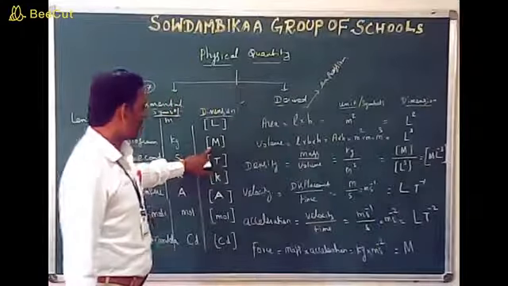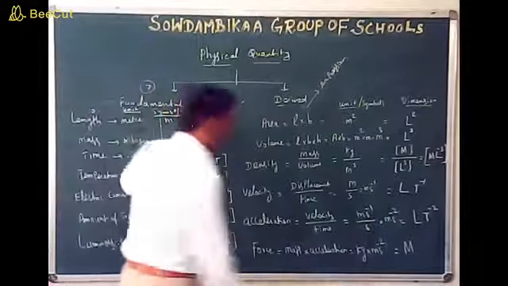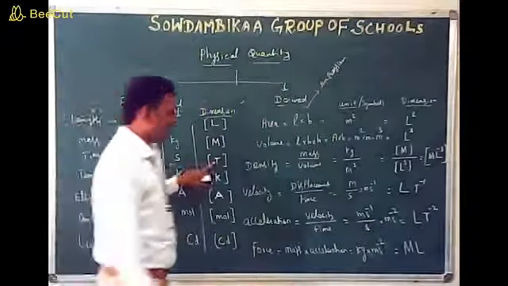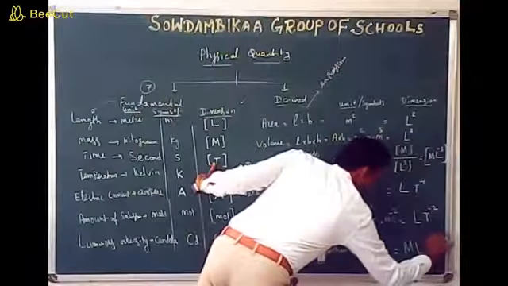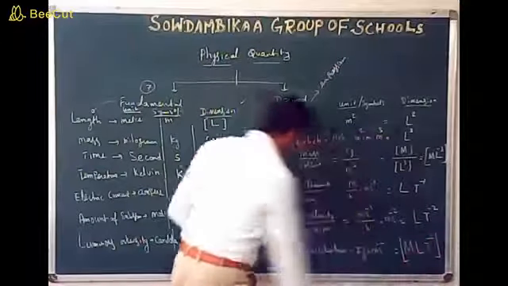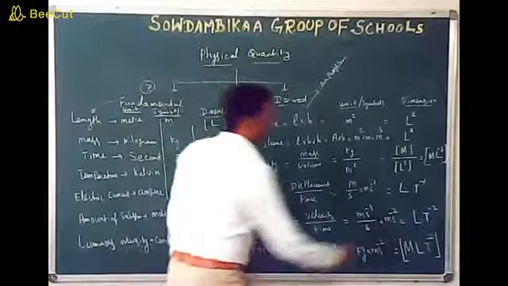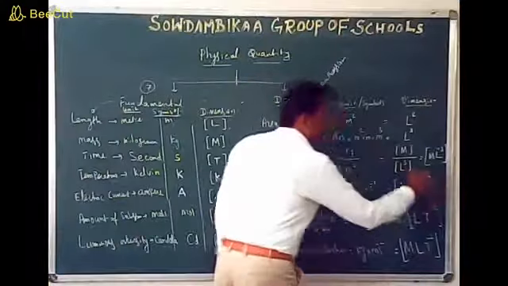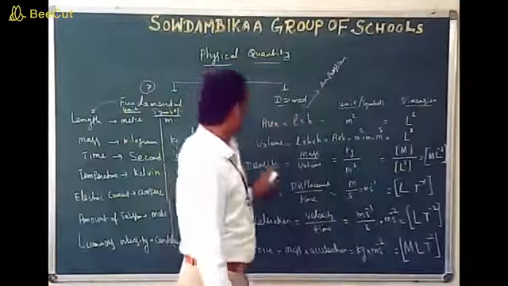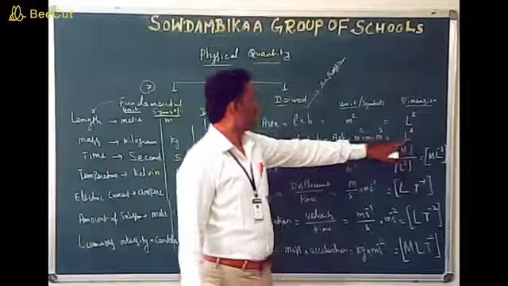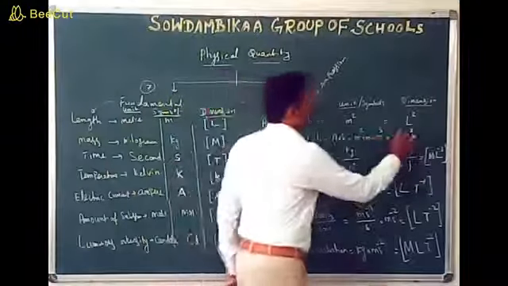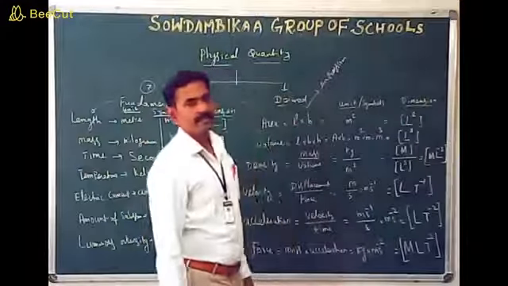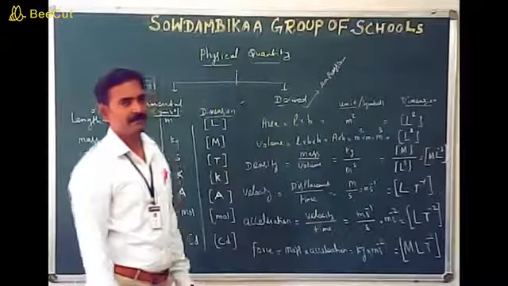The dimension for meter is L. The dimension for second is T, so T power minus 2. Now it is the dimensional formula for force. It is the dimensional formula for acceleration, for velocity, for density, for volume, for area. That's the beginning to know about the dimension.